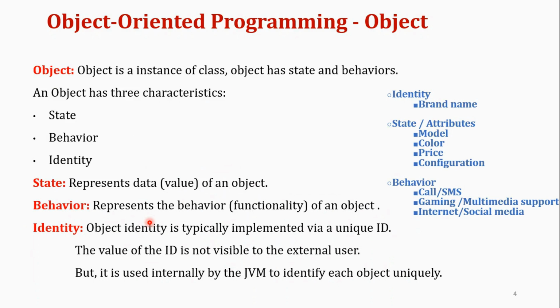State means the value or data of an object. Behavior means functionality. For example, a pen is used to write, so writing is the functionality of the pen. And identity means a unique ID for the object. It is not visible to the user, but it is used by the internal machine as an internal reference. Generally, an object has state and behavior. It is an instance of a class. State means data and behavior means functions.